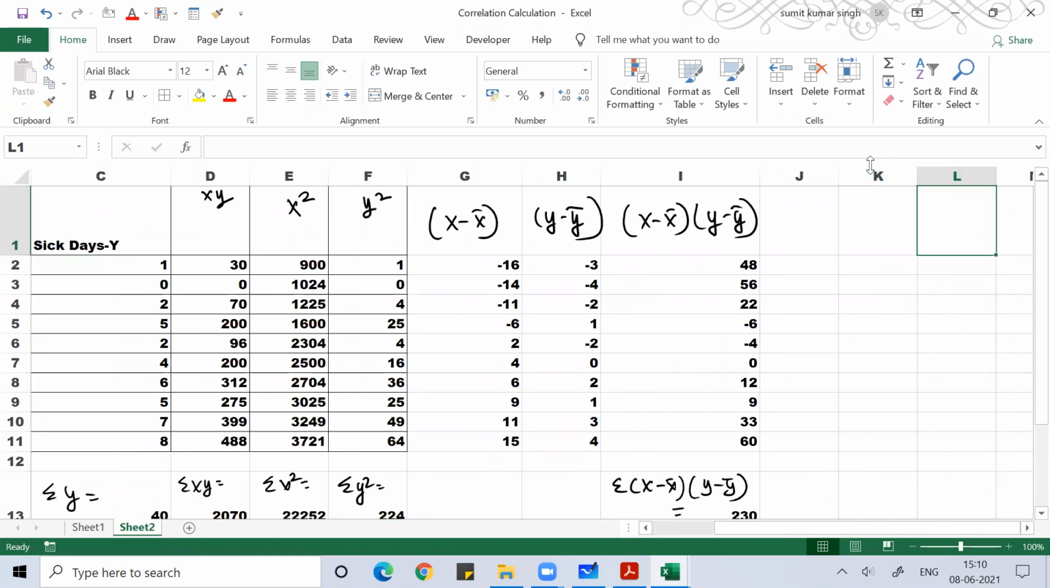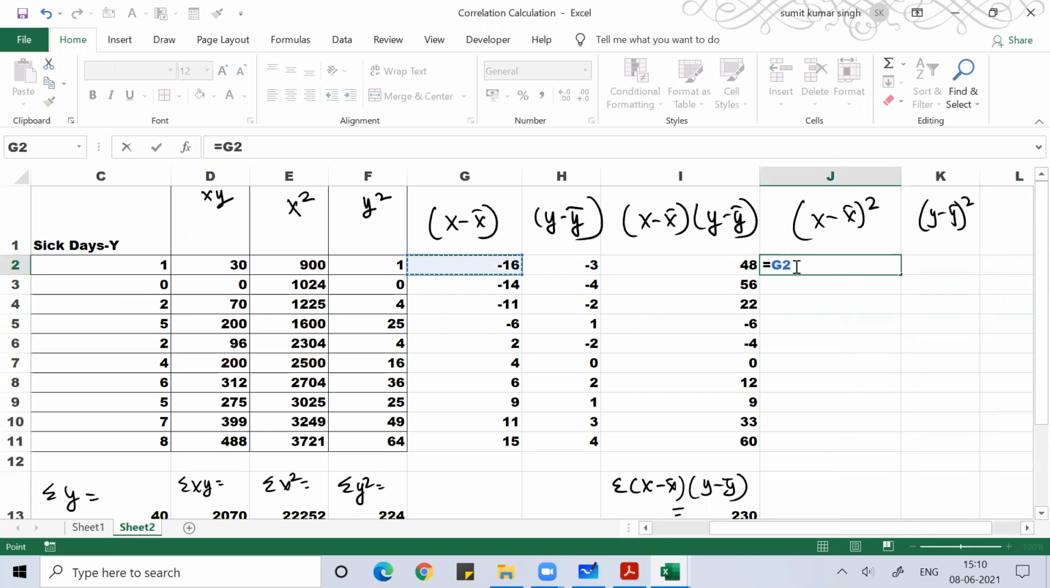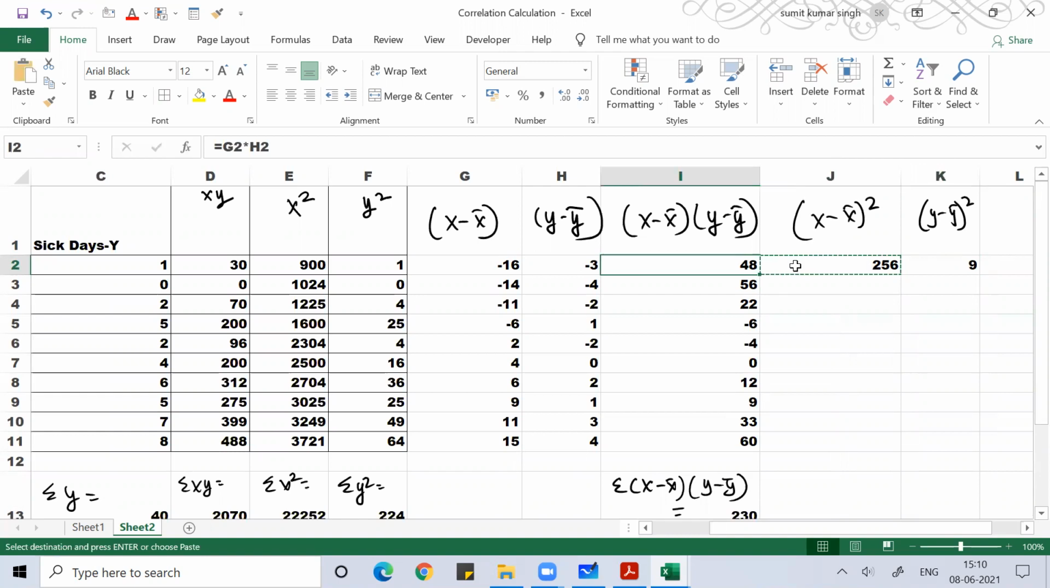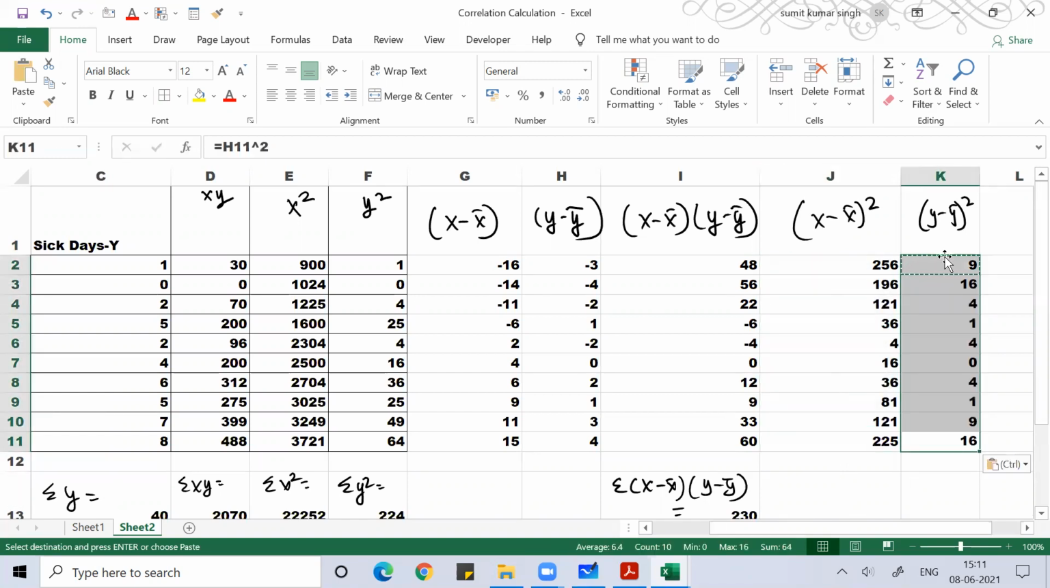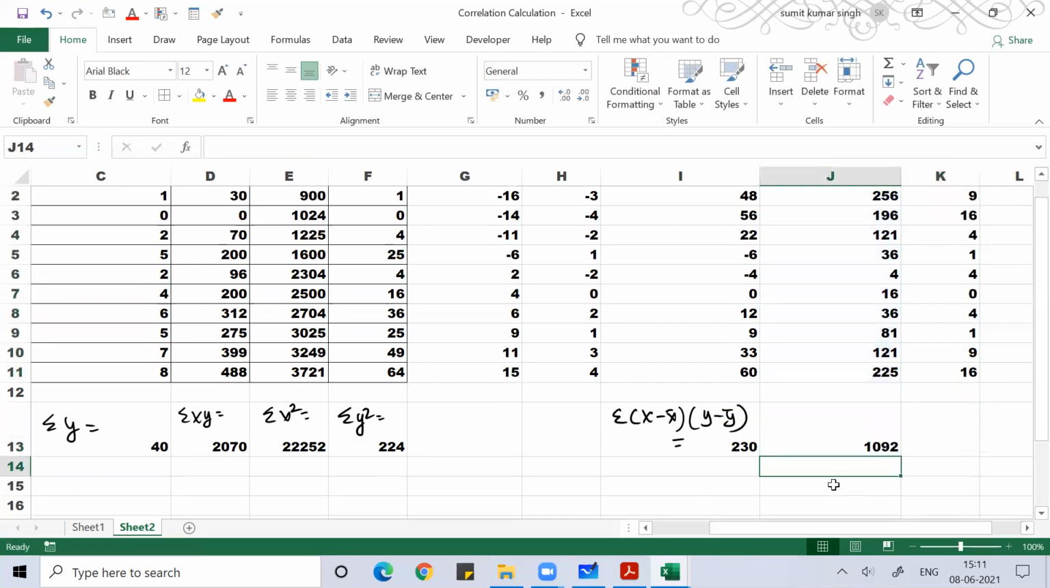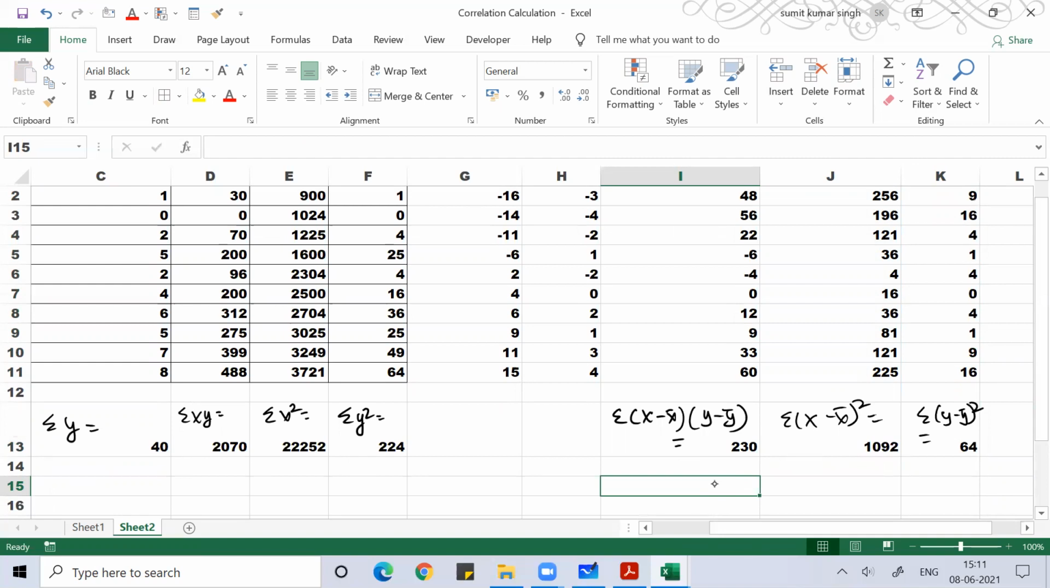So then, if required, you can find x minus x bar whole square and y minus y bar whole square. So x minus x bar whole square, y minus y bar whole square. So this is the sum of x minus x bar whole square. This is the sum of y minus y bar whole square. Okay, everyone.